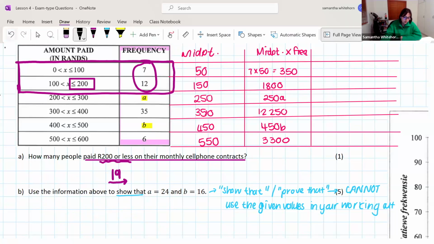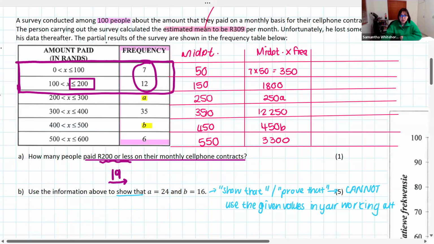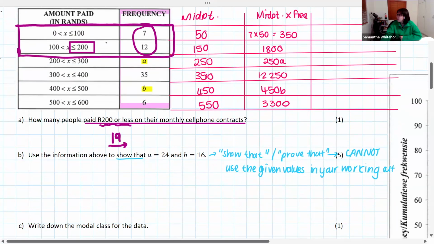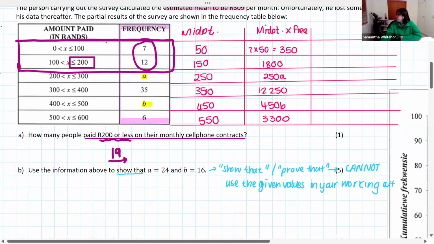Now, because you're solving for two unknowns, it's potentially possible that you're going to end up with a simultaneous. In this case, you are. But let's have a see what's happening.